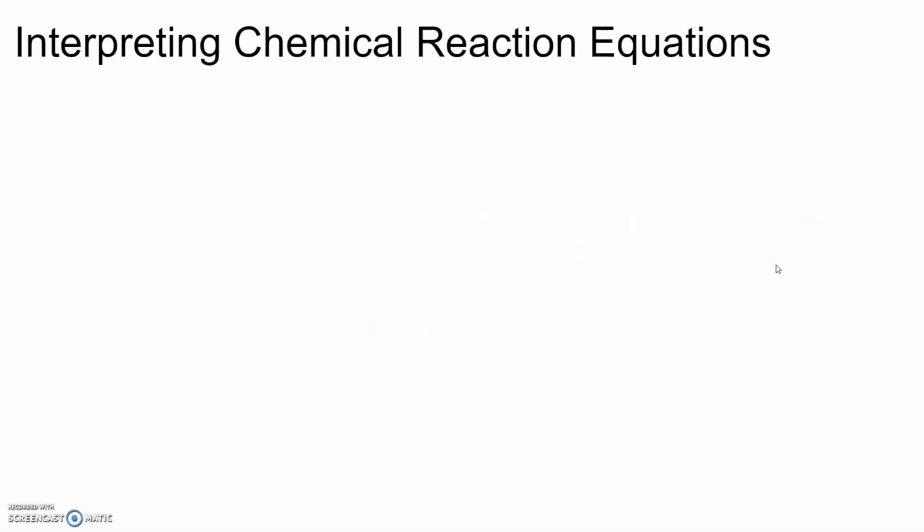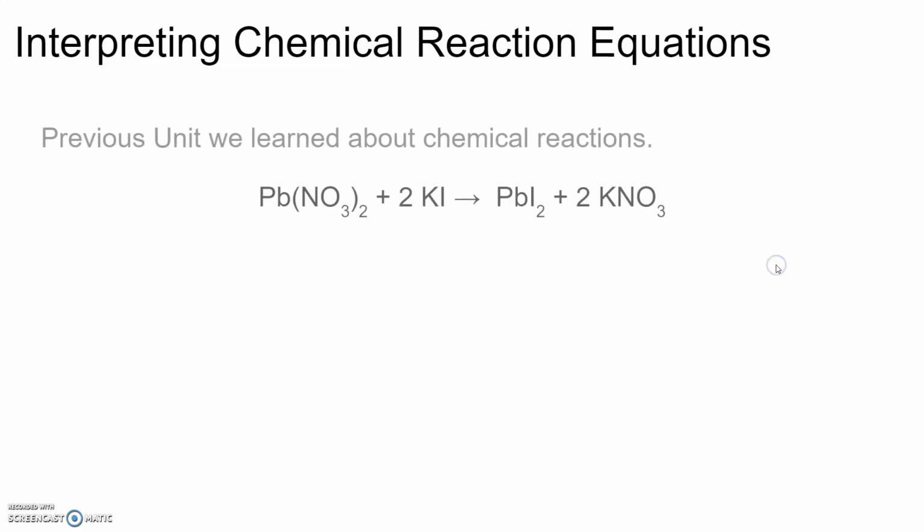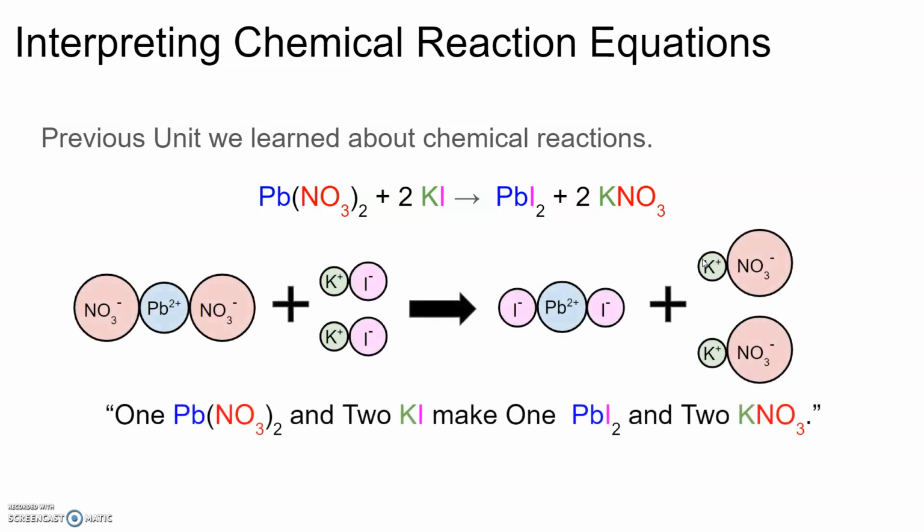So in the previous unit, we learned about chemical reactions. And here we have a chemical reaction equation that is balanced. And this chemical reaction is a double displacement, specifically a precipitate reaction. Now I'm going to color code it just because it's easier for us to see that this is a double displacement.